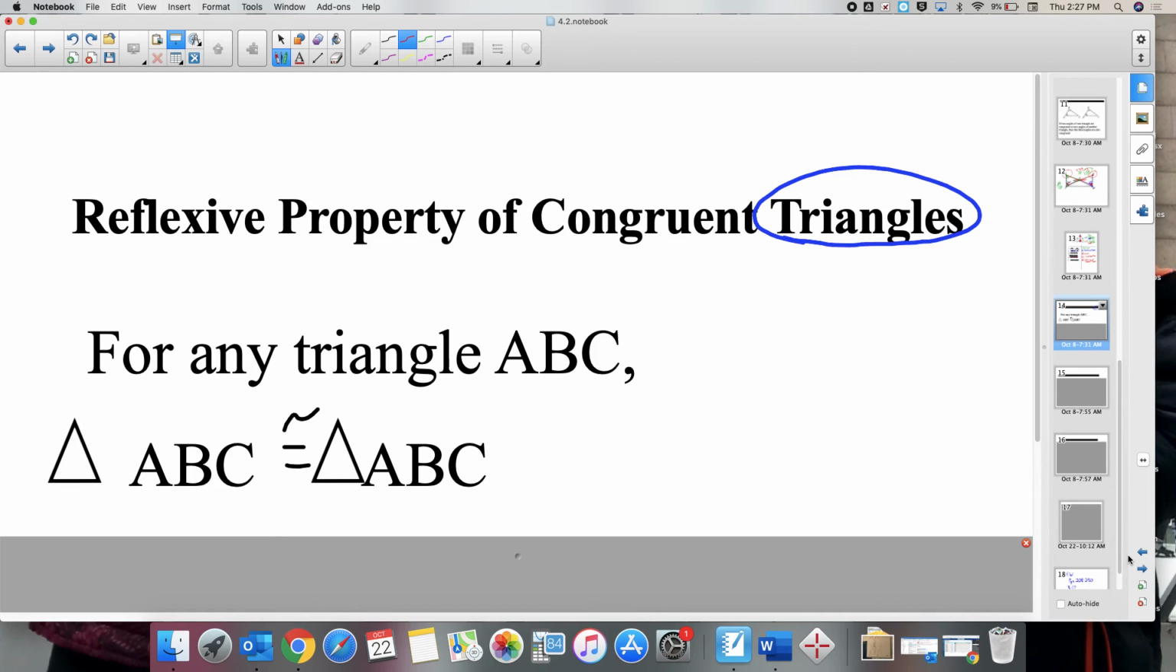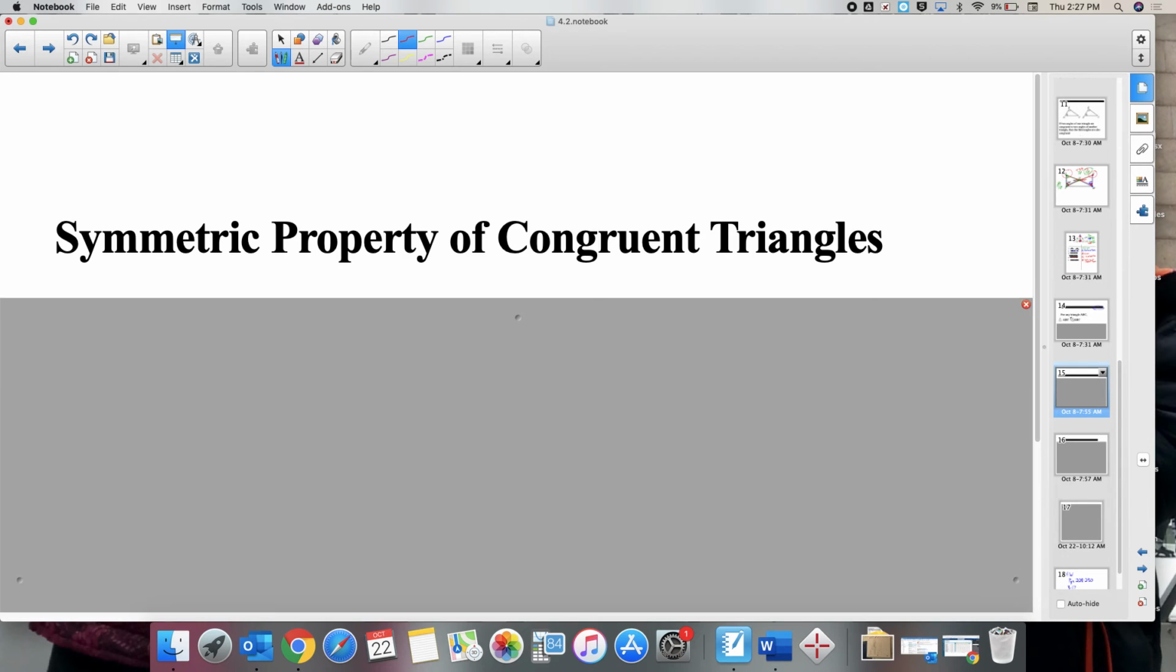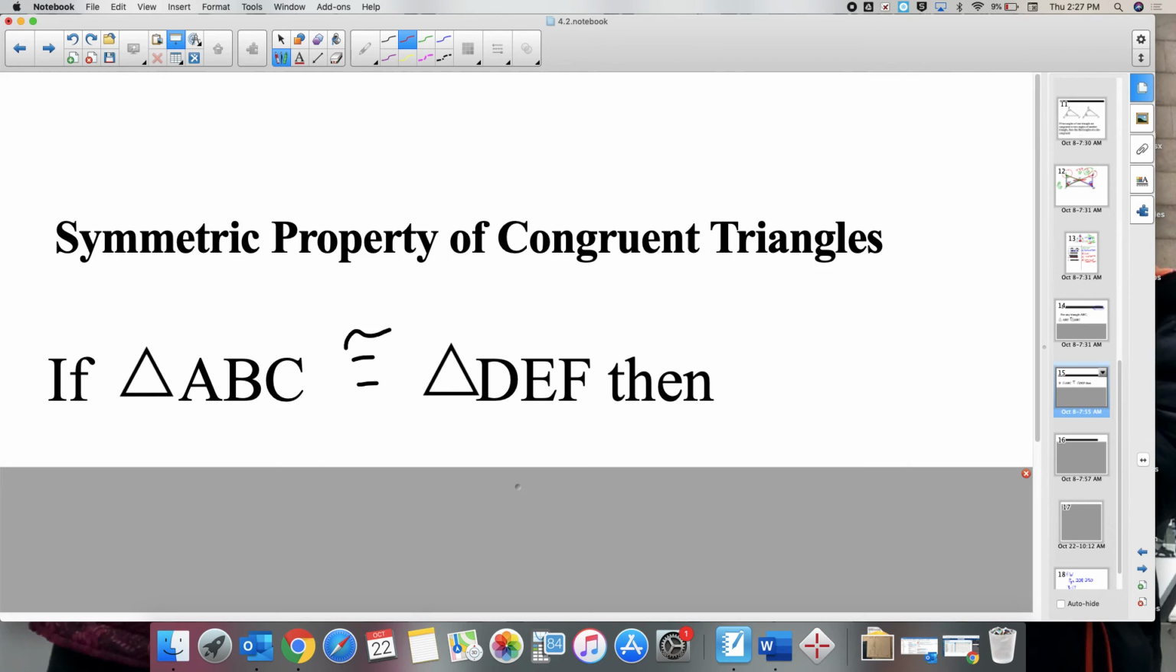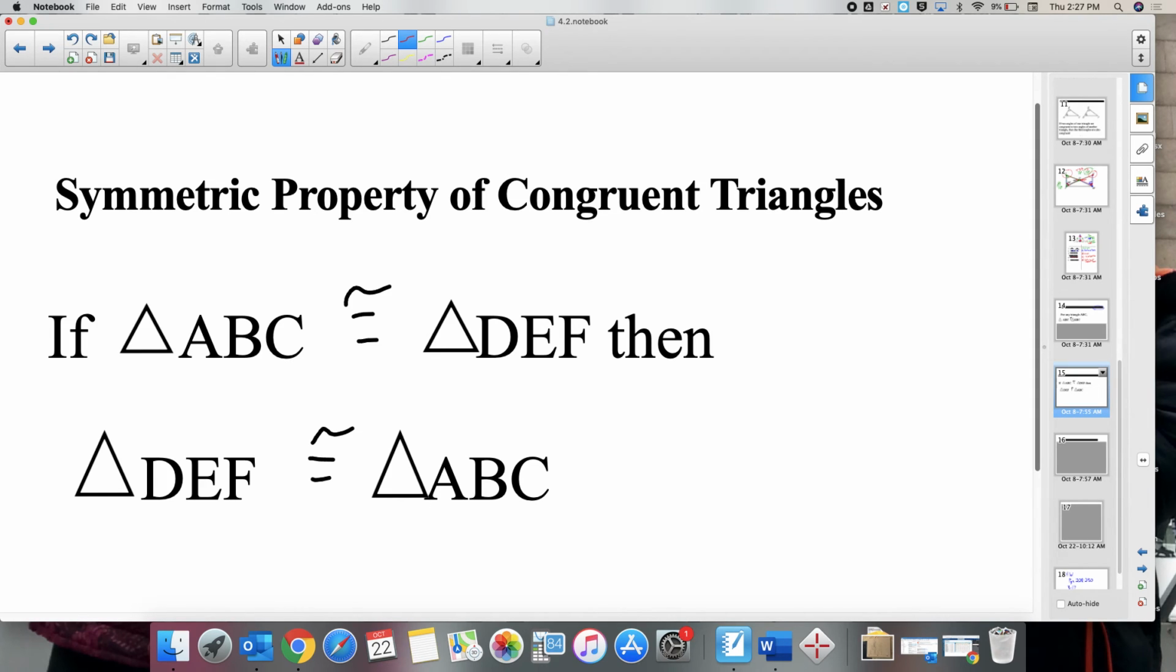We had your symmetric property. That's what allows us to flip the sides that we're on. So if we're comparing triangle ABC to triangle DEF, you can also compare triangle DEF to ABC. So if ABC is congruent to DEF, then I can flip-flop the sides. Then triangle DEF is congruent to triangle ABC. Right? That's your symmetric property. It allows you to flip-flop those sides that you're on.